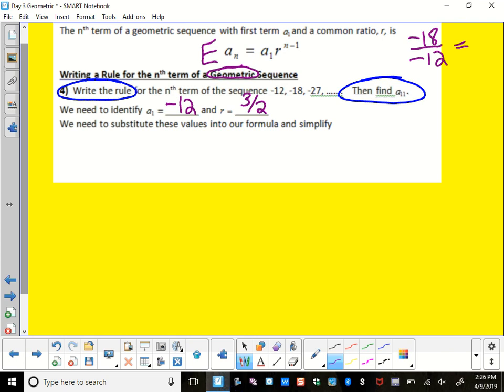So we had to take that negative 18 and divide by the previous number. If you did that again for negative 27 divided by negative 18, you would still get 3 over 2. Okay?